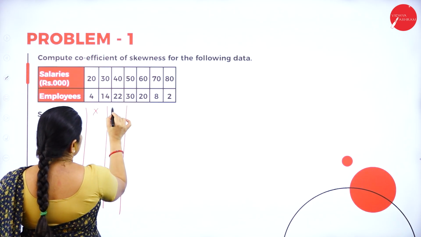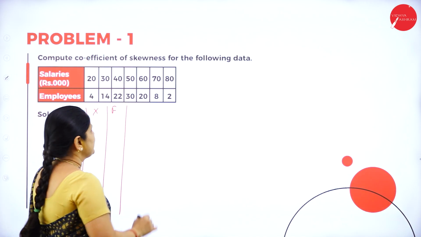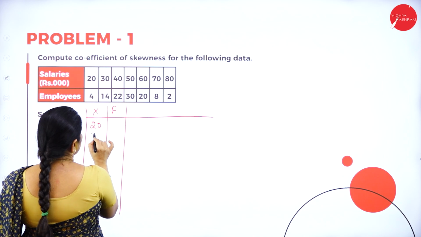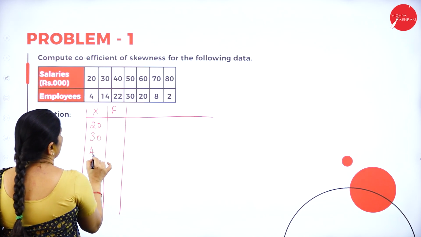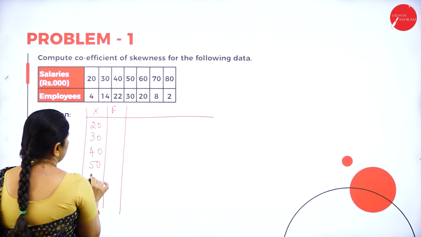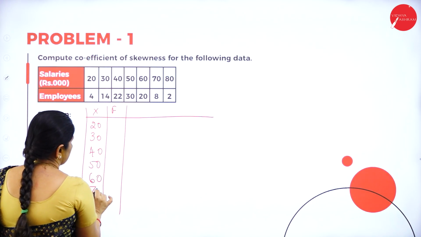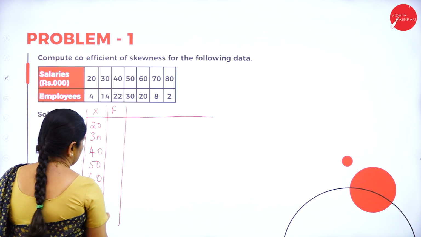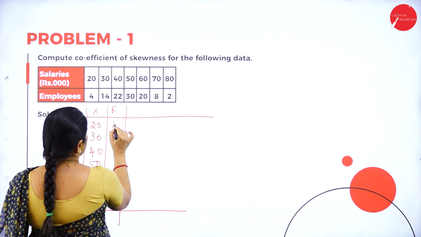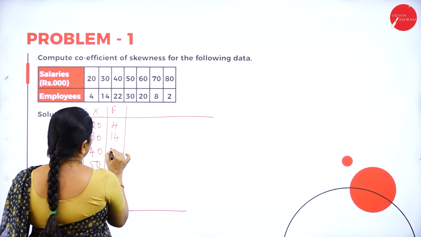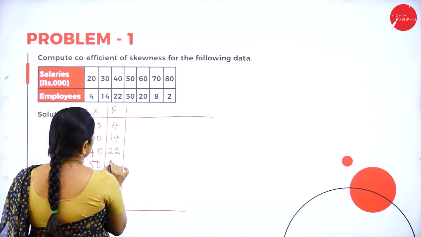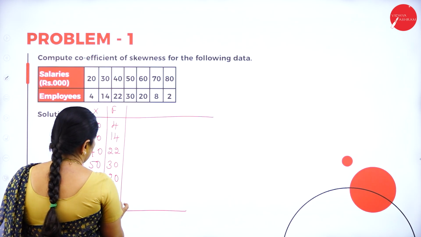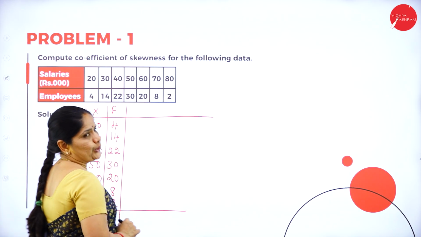So, these are the x values and this is the frequency. I write 20, 30, 40, 50, 60, 70, 80. Now, we have the frequencies 4, 14, 22, 30, 20, 8 and 2.